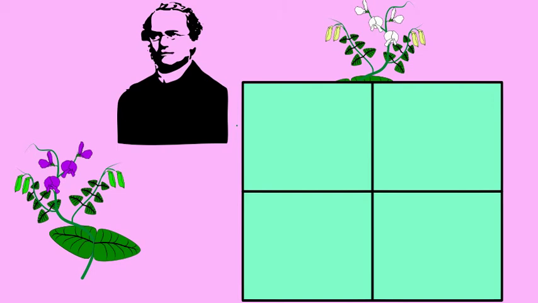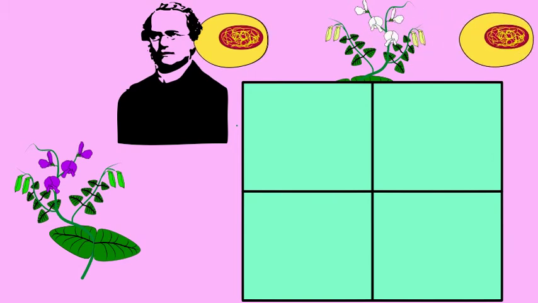I came up with a model which might explain this pattern of inheritance. I felt that for each unit of heredity, or for each gene as these units would later be called, there were two forms, or alleles as would later be the term used.